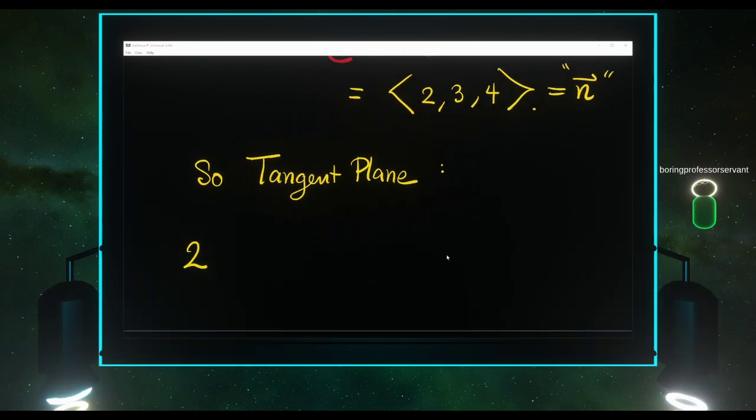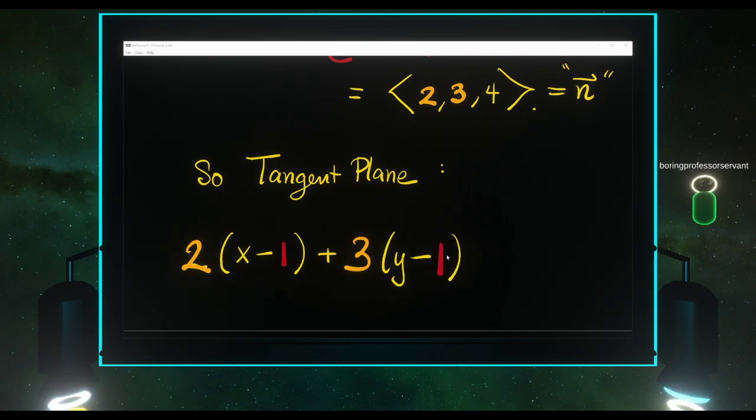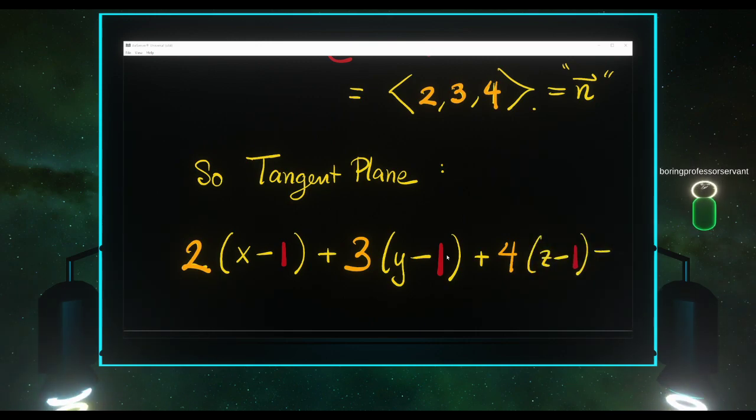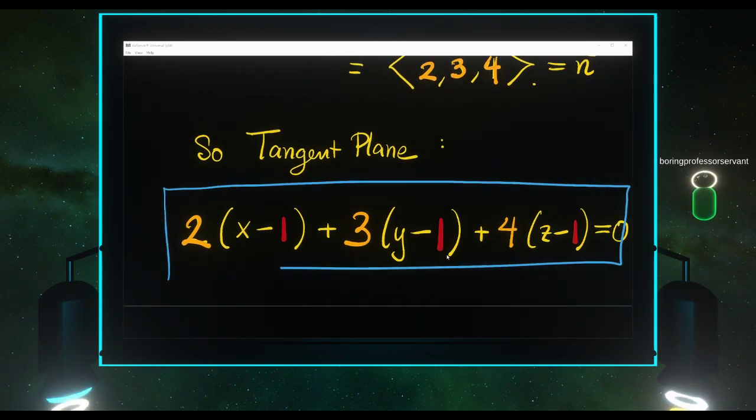This is my normal vector from the beginning of class, the first part of the semester. It will be 2 times x minus 1 plus 3 times y minus 1 plus 4 times z minus 1 equals 0. Here it is. This is the answer.